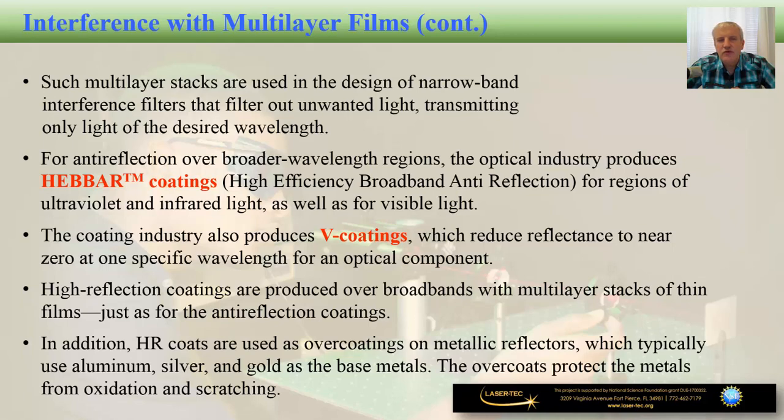For anti-reflection over broader wavelength regions, very often in the optics industry, so-called high-efficiency broadband anti-reflection, or HEBAR, coatings are used. These coatings are applied specifically for regions of ultraviolet and infrared light, but there are also those that are adjusted for the visible light. We also have so-called V coatings that reduce reflectance to near zero at one specific wavelength for an optical component. And these high reflection coatings are produced over broad bands with multi-layer stacks of thin films, just like the anti-reflection coatings. And finally, they are used as overcoatings on metallic reflectors that typically use aluminum, silver, or gold as the base metals. These overcoats protect the metals from oxidation and scratching.